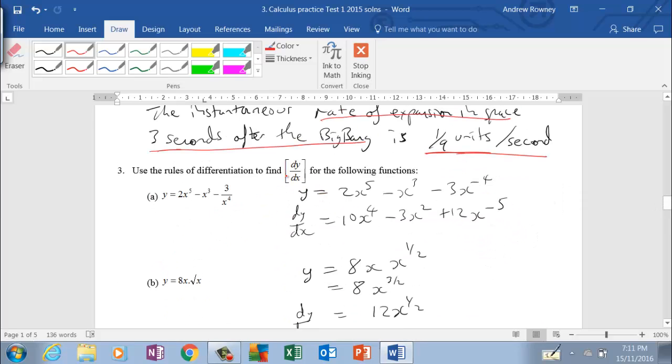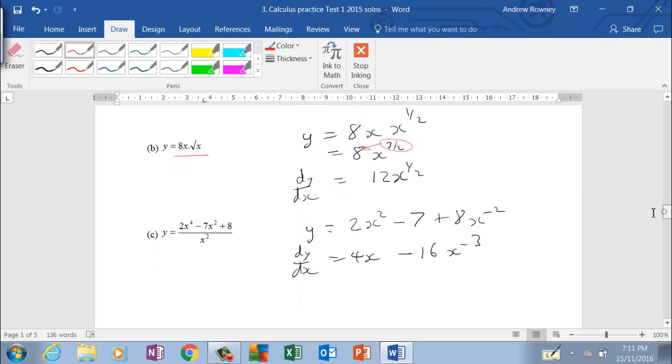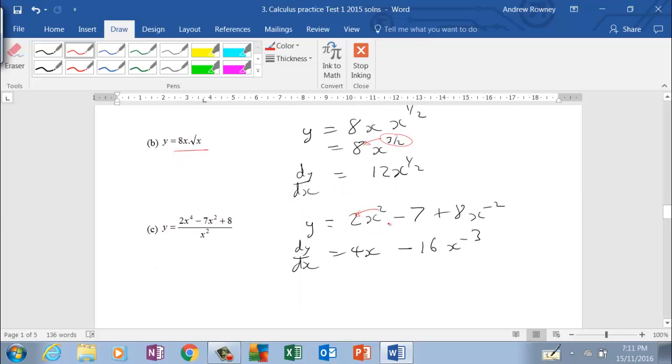Okay, now the simple differential rules. 5 comes out the front, making 10, take 1 off the power, 3 out the front, take 1 off the power, minus 4 out the front, take 1 off the power. This one here you need to simplify first, so we combine 1.5 to get 1.5. You add indices, powers, when you multiply the bases, and now we do the derivative. So this comes out the front, multiply by 8, and you take 1 off the power. This one here, power out the front, take 1 off. Derivative of a number is 0, and this one here, power out the front, take 1 off.